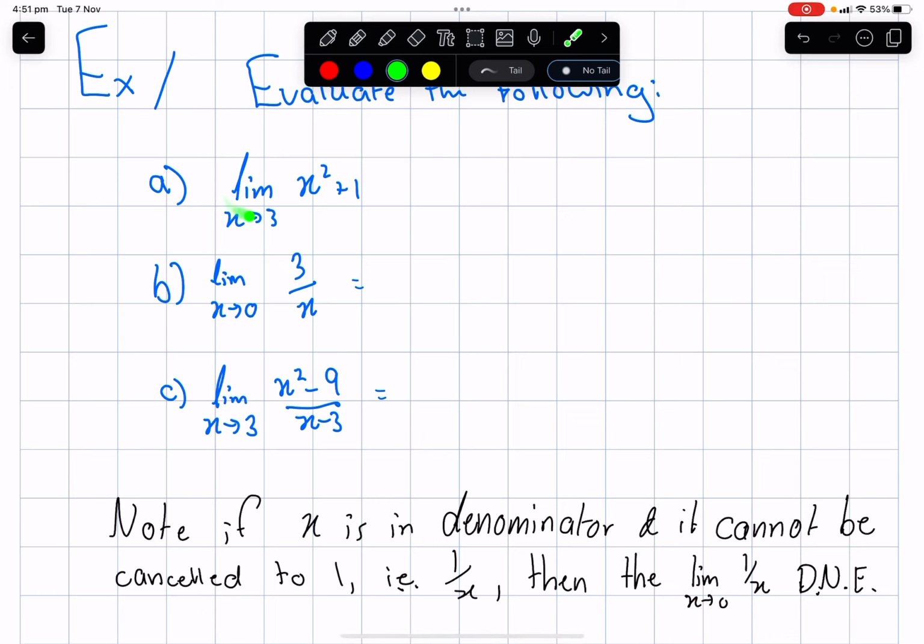So the limit as x tends to 3, okay, so that's my specific x value, of x squared plus 1. Now, if I apply my limit and I look at what happens when x is equal to 3, my function exists, so I can substitute in 3 for x. It looks like I'm just doing a substitution, but I'm applying the limit. Now, 3 squared is 9, so I've got 9 plus 1, so I've got 10. So the limit as x approaches 3 of x squared plus 1 is 10.